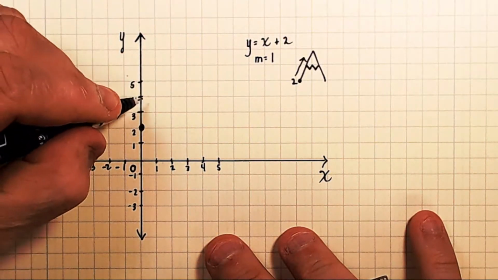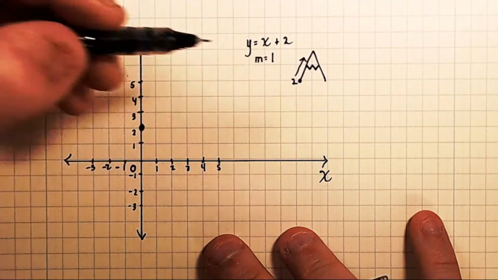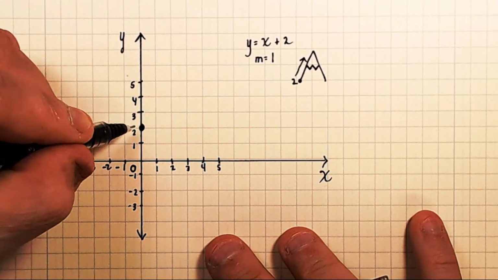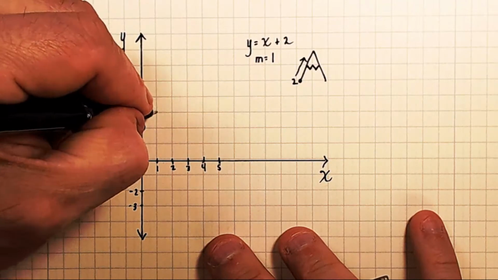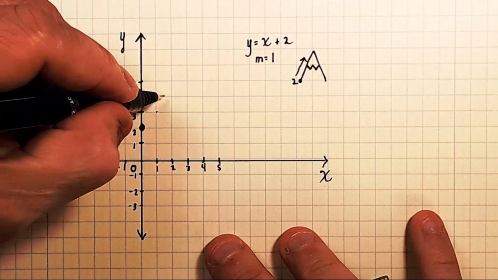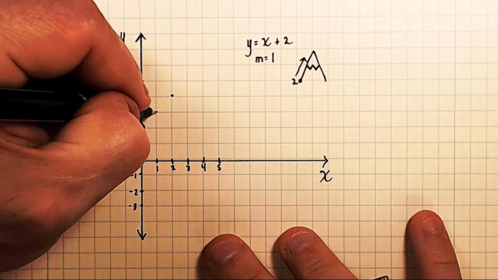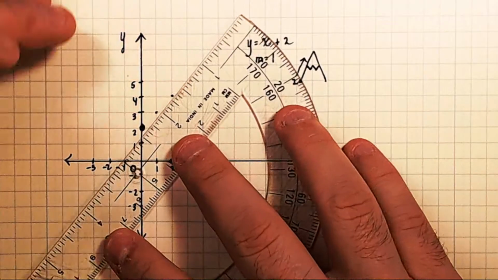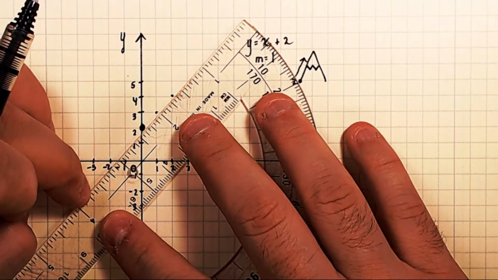Now we use the rise over run to plot in our slope. And remember, since we have a slope of 1, we go up 1 over 1. So up 1, to the right 1. Up 1, to the right 1. Once we've plotted a couple of points, it's fairly trivial to draw in the graph.